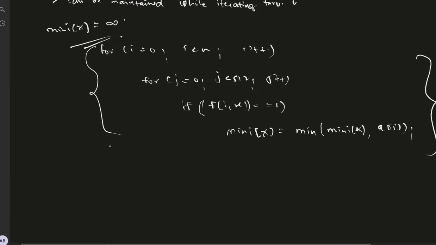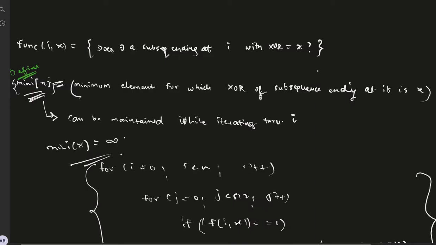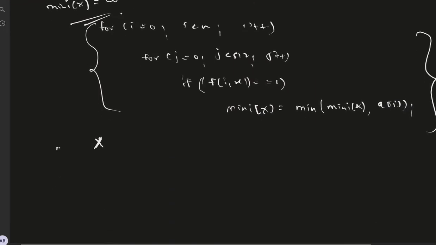To count the answer, we observe that for every x that can possibly be obtained from this operation, mini(x) would be less than infinity. For every x that is not reachable, mini(x) would be infinity. So to check the answer, finally check for which all x mini(x) is less than infinity, and report those answers.